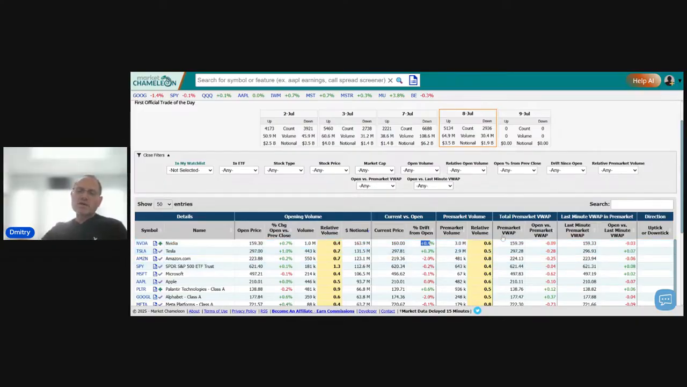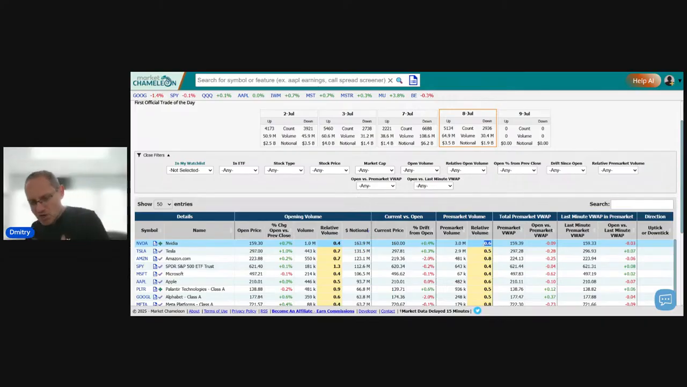We could also look at the pre-market volume and pre-market VWAP. So in the pre-market, keep in mind this is yesterday, we traded 3 million shares in pre-market, which for NVIDIA was 0.6 if we take the relative volume, yesterday's volume divided by the average. So even in the pre-market, we had some significant trading, but nothing that unusual on a relative basis for NVIDIA.